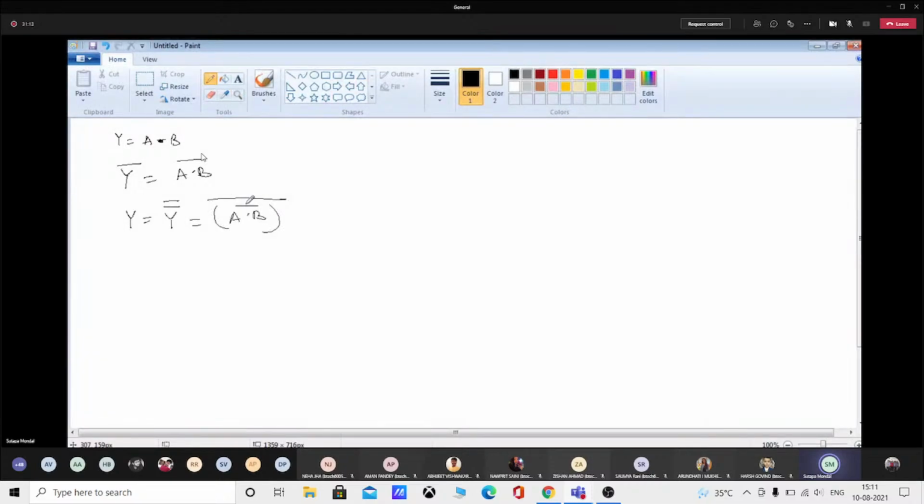This is our main point, we can say. So it will become A dot B. Now we have made the complement part, that is A dot B bar. So this is the NAND. And now A dot B bar bar, that means it is NAND plus NOT.